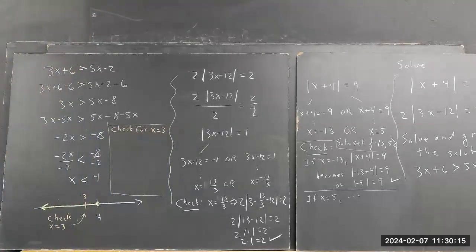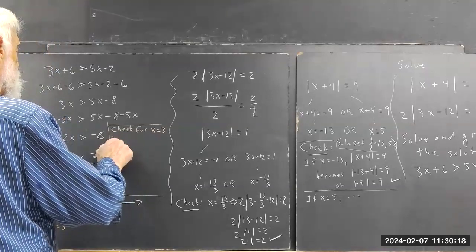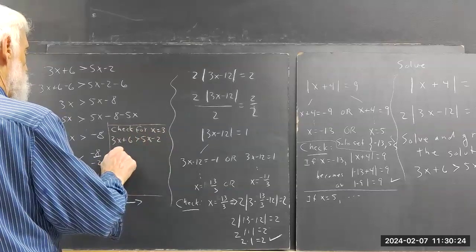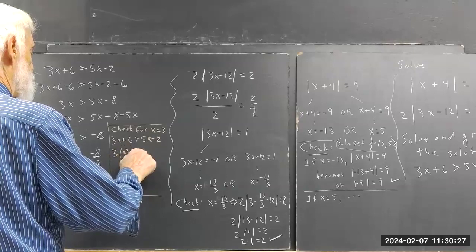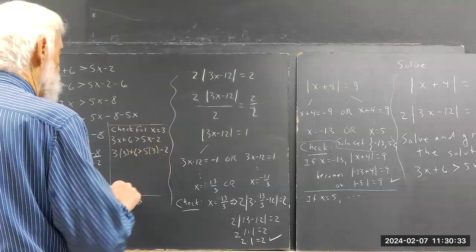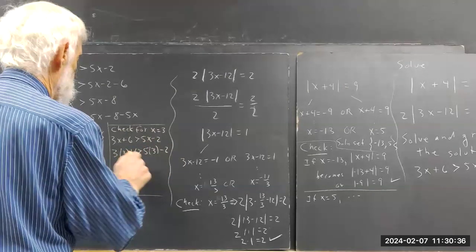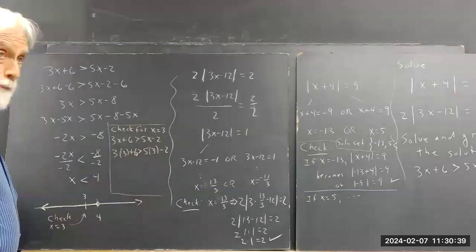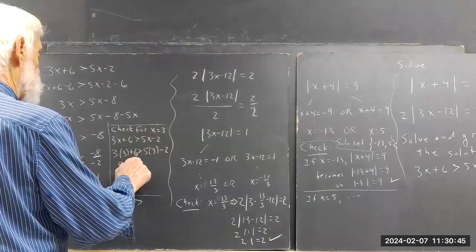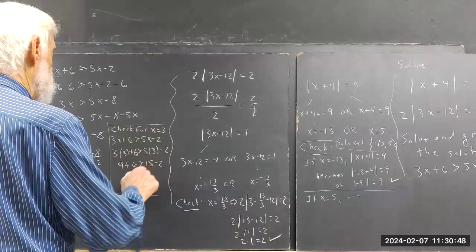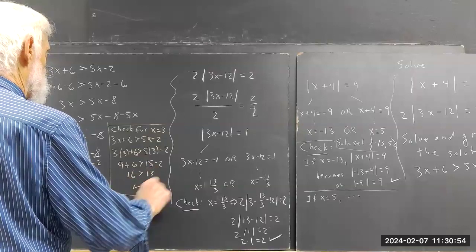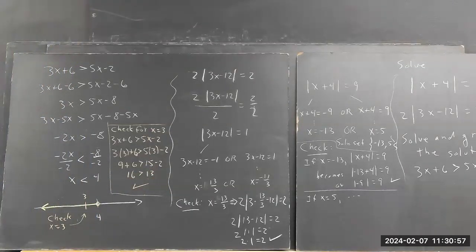Three is less than 4. And we get 3 times 3 plus 6 is greater than 5 times 3 minus 2. If this proves to be true, then we're pretty sure we have the right solution. Well, that gives us 9 plus 6 is greater than 15 minus 2, which tells us that 16 is greater than 13. That's true. So that much of the check works.